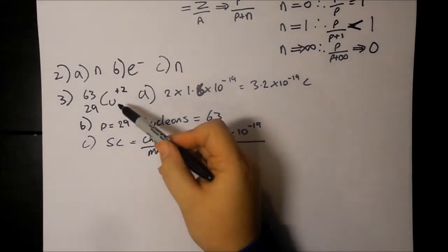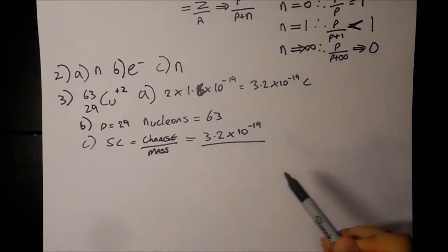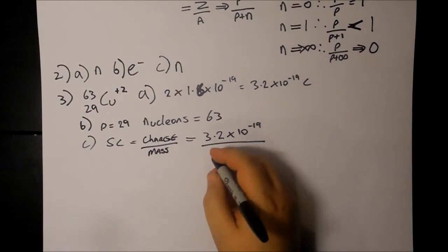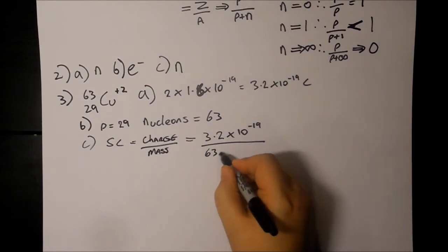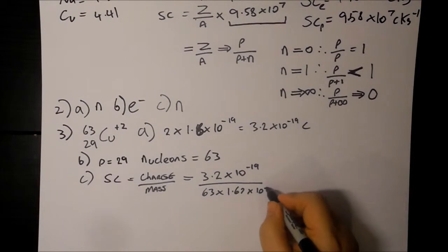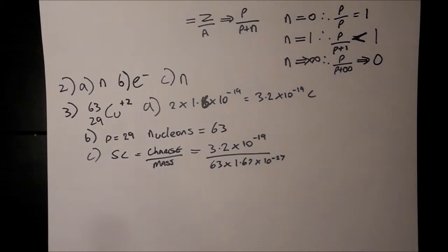So we know here the difference in charge will be +2, which will give us 3.2 times 10 to the minus 19. The mass, well, first of all, we've got the mass of the nucleons, which is 63, so 63 nucleons, times 1.67 times 10 to the minus 27. Now, do we need to consider the mass of the electrons? Well, this is a bit of a tricky point. Mathematically, no, but from a physics point of view, yes.